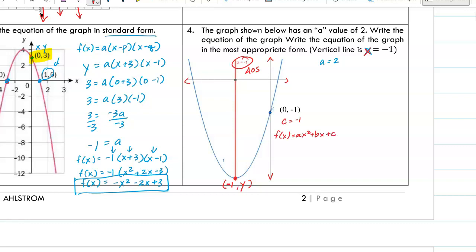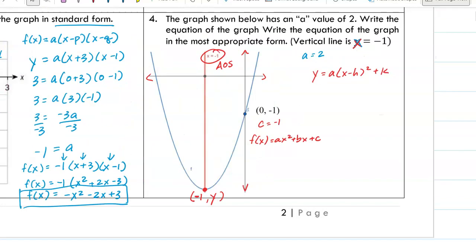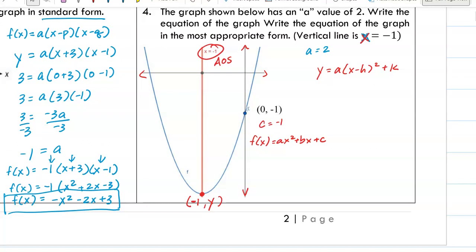Okay, it says to write it in the most appropriate form, and it gives you the a value. I'm going to write it in vertex form. Let's go ahead and do y equals a times (x minus h) squared plus k. And I said most appropriate form, and the reason is because of the things that I can fill out. I can fill out h, right? I don't know k, because that would be the y value of the vertex. That would be the k value.